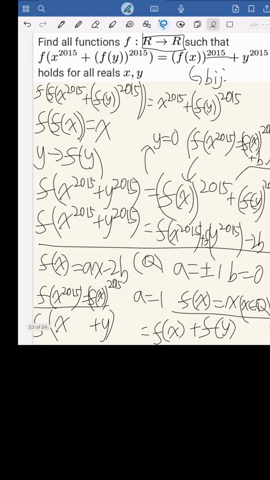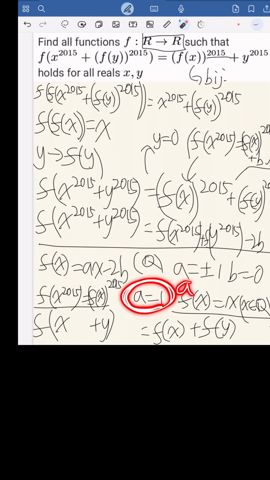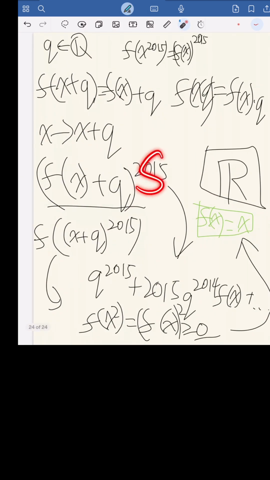It seems like we assumed a equals 1. But what if a is equal to -1? Hey, we didn't think about that. That means it's actually negative x this time. So f of x equals negative x should also be a solution. Oh, we made a mistake here. It should be f of x equals plus or minus x. And this time we are actually done.